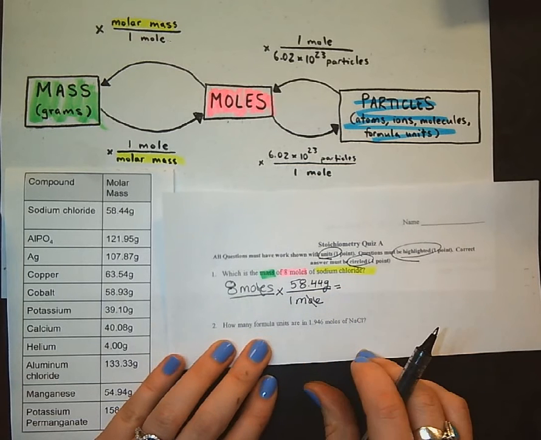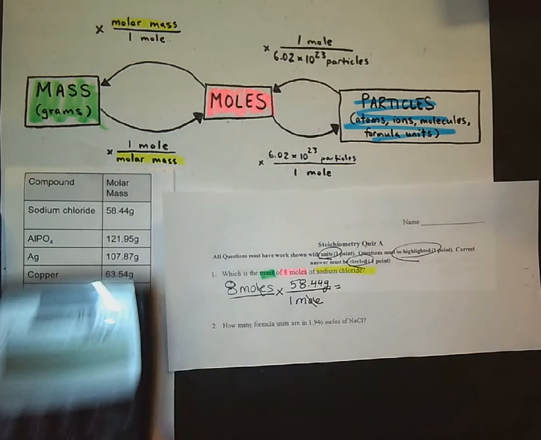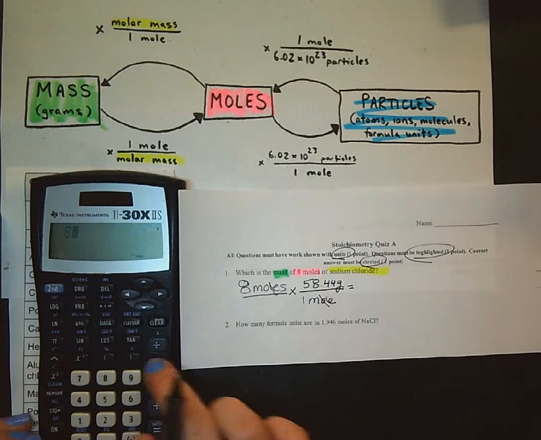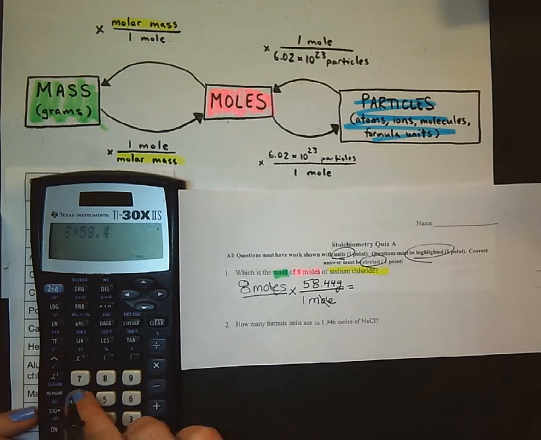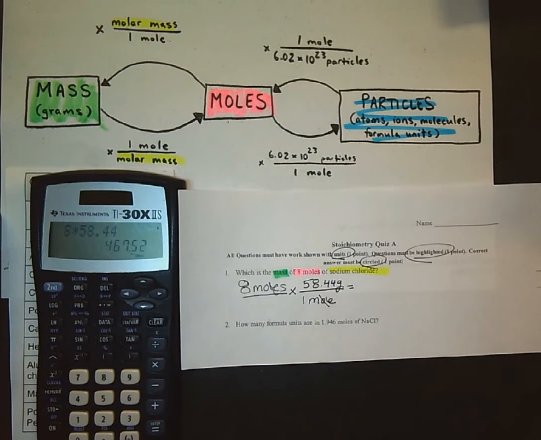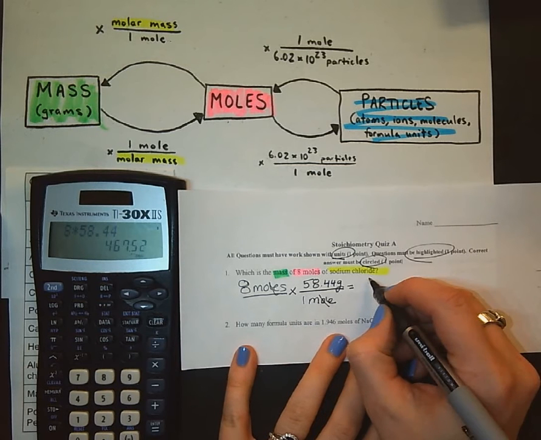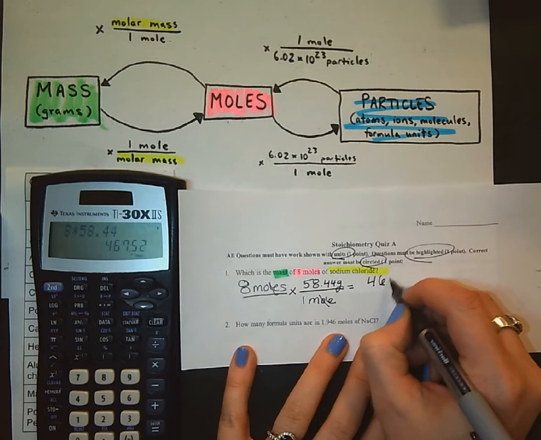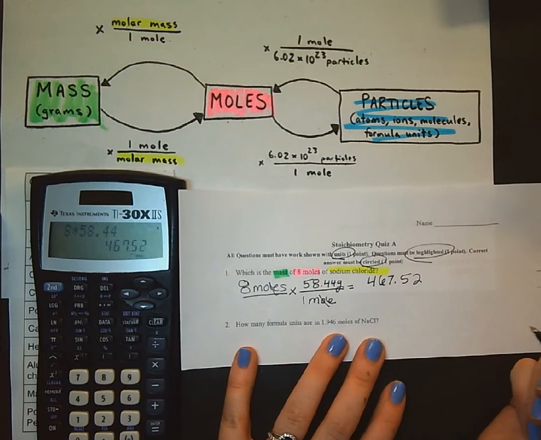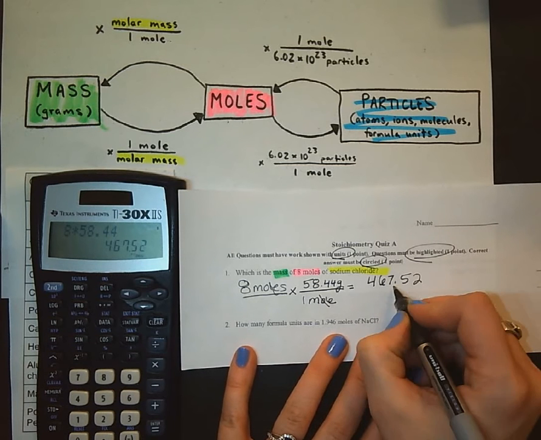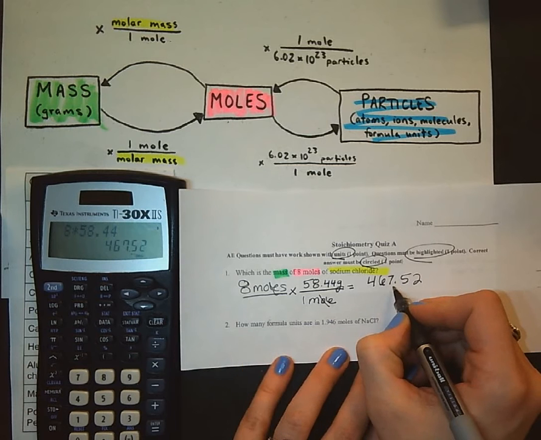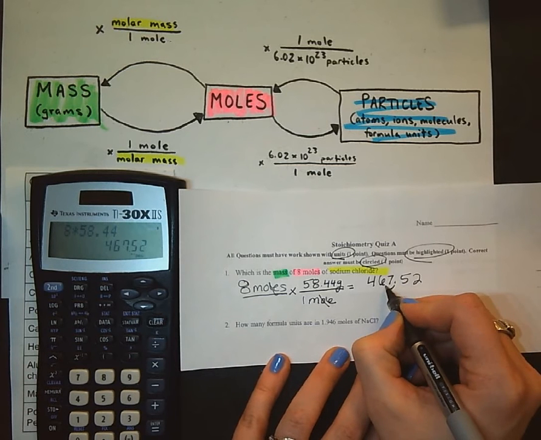So all you have to do next is plug this into your calculator. So 8 times 58.44. That's going to give you 467.52. Now that's not in scientific notation, so we do need to change it. I'm going to go ahead and write that down before I change it into scientific notation. So I'm going to have to move my decimal point so I have some number between 1 and 10. So move it once and move it twice.